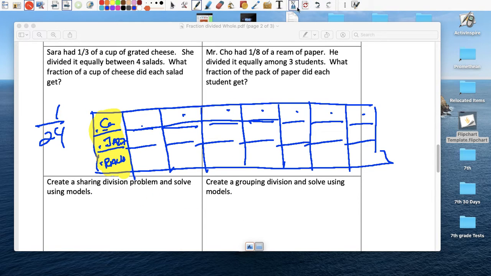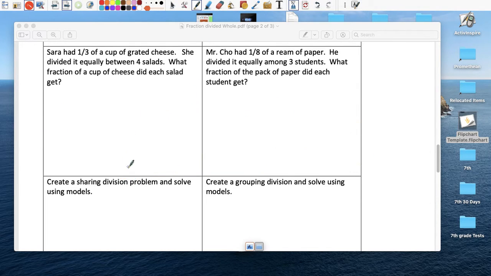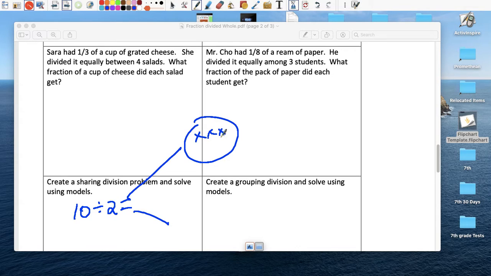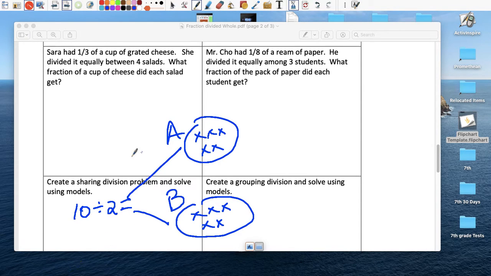And the last 2 questions, it didn't have to be fractions. So it goes back to what I was talking to you about, the sharing problem. If I have $10 and I want to share with 2 friends, right? It's going to get 1, 2, 3, 4, 5. 1, 2, 3, 4, 5. So friend A gets $5, friend B too. This is a sharing problem.